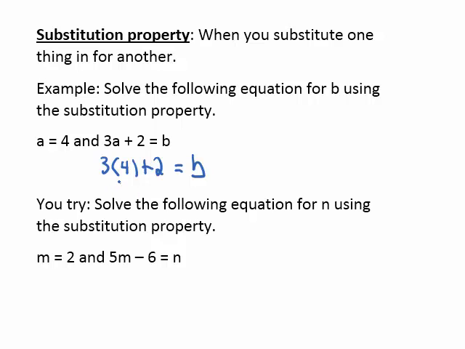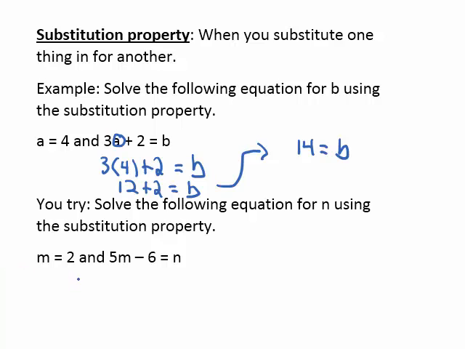And 3 times 4 is 12. And 12 plus 2 is 14. So we'll finish the problem right here. So that means 14 is equal to B. And we did that by using the substitution property because we substituted the 4 in for the value of A in the original equation.